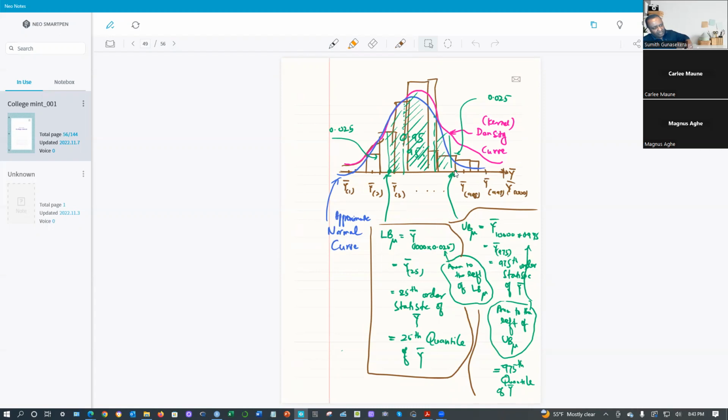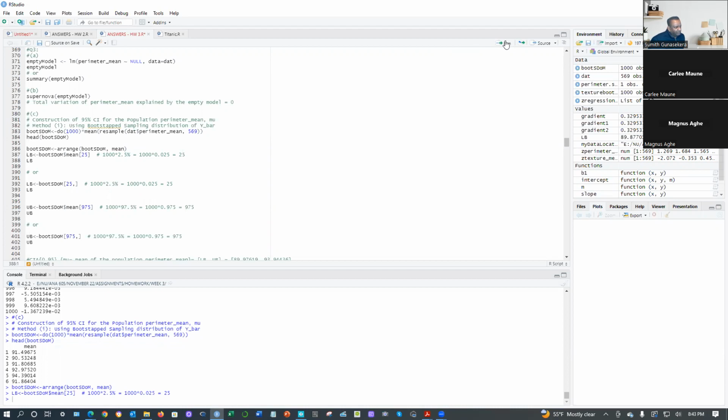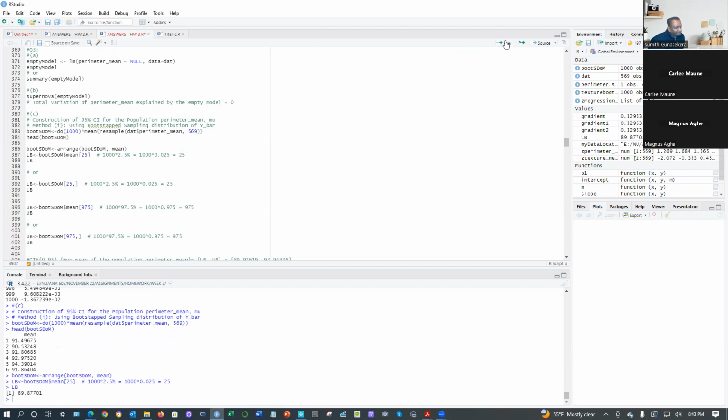I do the same thing to get the one to the left of that. So it is 0.95 plus 0.025, 0.975. I multiply by that one. So that's how you get the 975th entry in the order statistics. 1,000 has been multiplied by 0.025, which gives the 25th one. That's how you got that one. That's the lower bound. The lower bound is 89.877 something. It might change from what I had earlier.